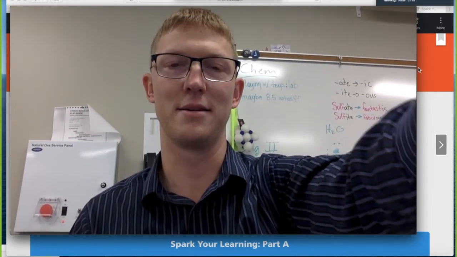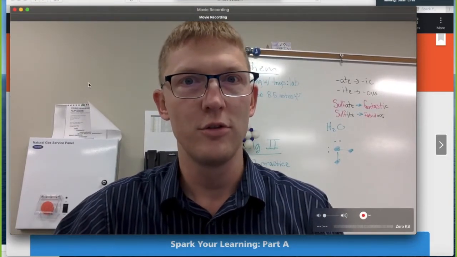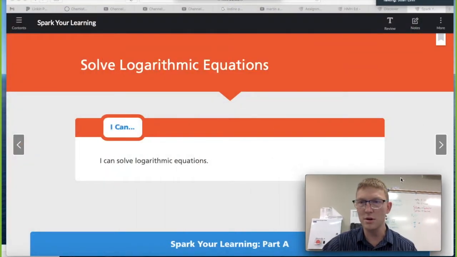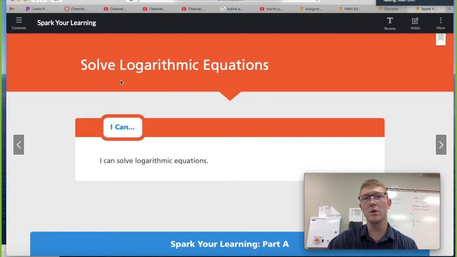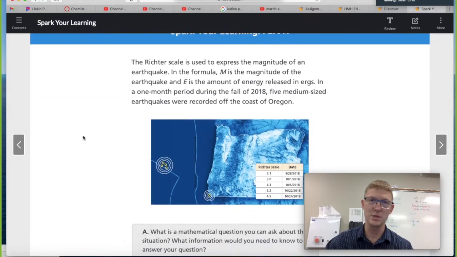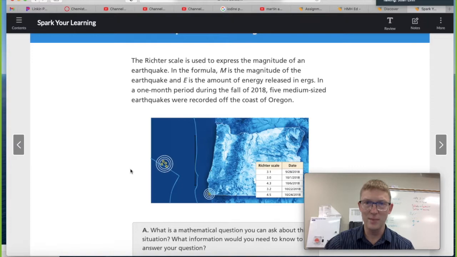Got it. As I was saying, we are on section 10.3. So let's get started. We've been doing logs and exponential equations. So 10.3 is more solving logarithmic equations. We've got our real world example. Turns out that earthquakes can be solved using logarithmic equations as well.